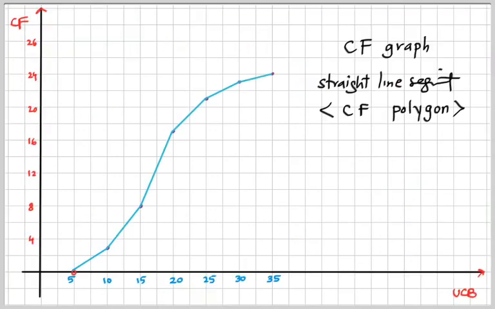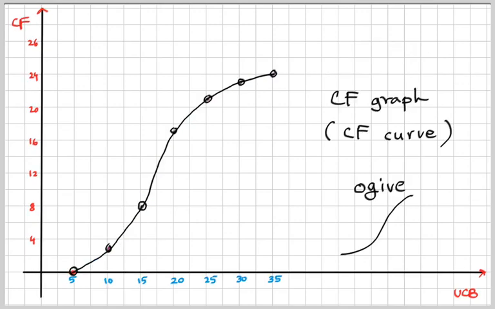Now, the graph is drawn whether in the form of a polygon or in the form of a curve. Both these graphs are known as ogive. It's an S-shaped graph. Let's move on.